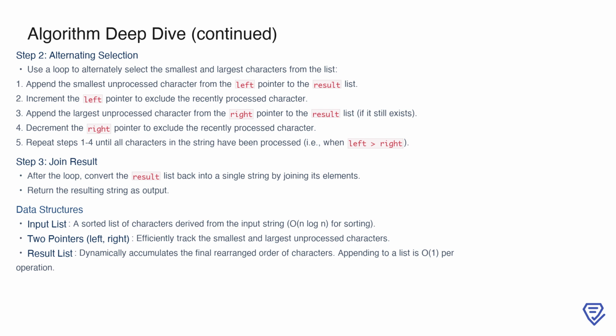After the loop, the result list contains the characters in the desired order. We then join the elements of this list into a single string and return it as the output. This approach uses a sorted input list, two pointers for efficient tracking, and a dynamically updated result list to ensure optimal performance both in terms of time and space.